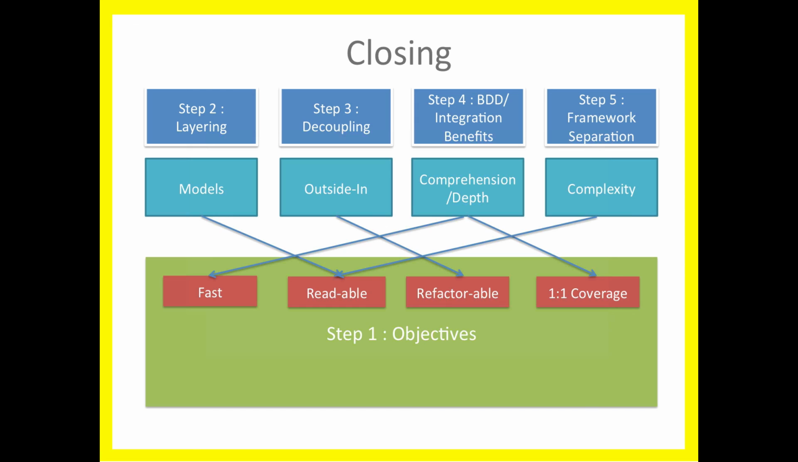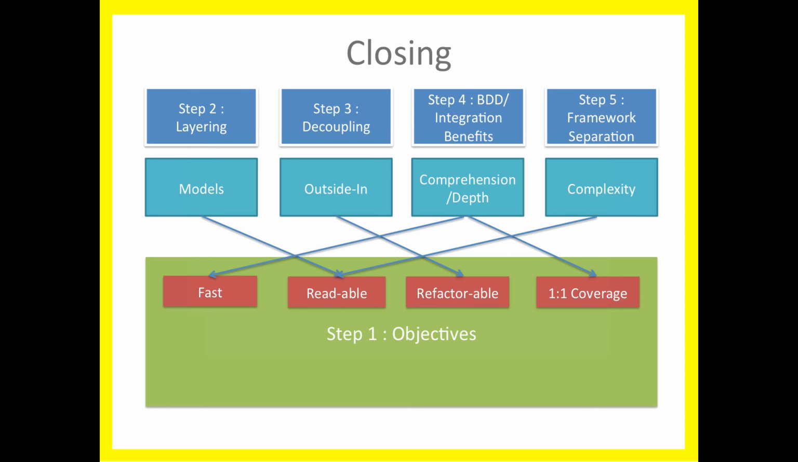So in step 2, we saw that we layered the application, and we did that by introducing models that already exist but often aren't clearly defined. And by clearly defining them, we can actually create unit tests which can easily pinpoint exactly what part of the application we're testing. This goes hand in hand with our state-based approach to testing.